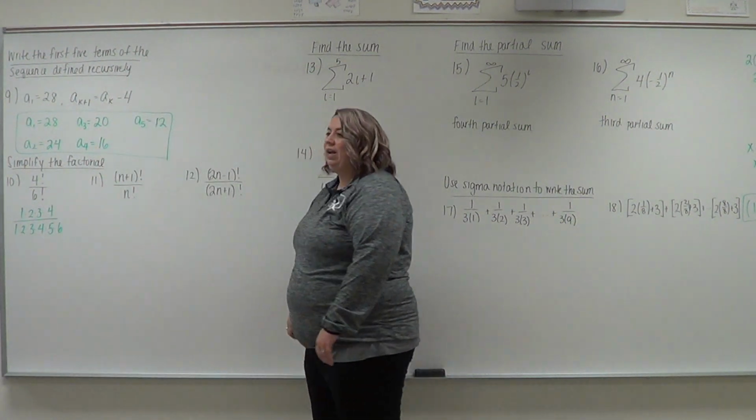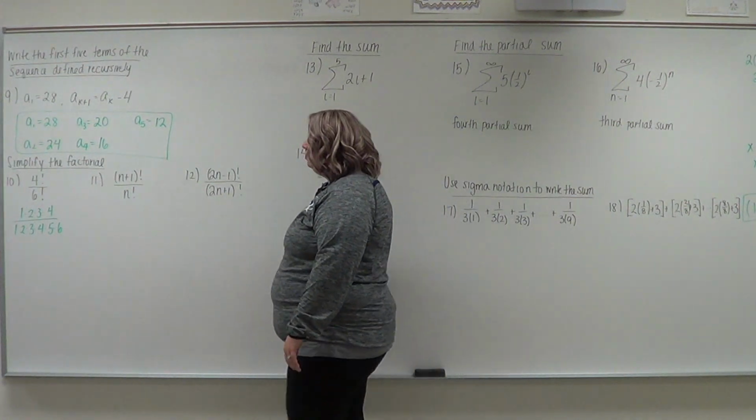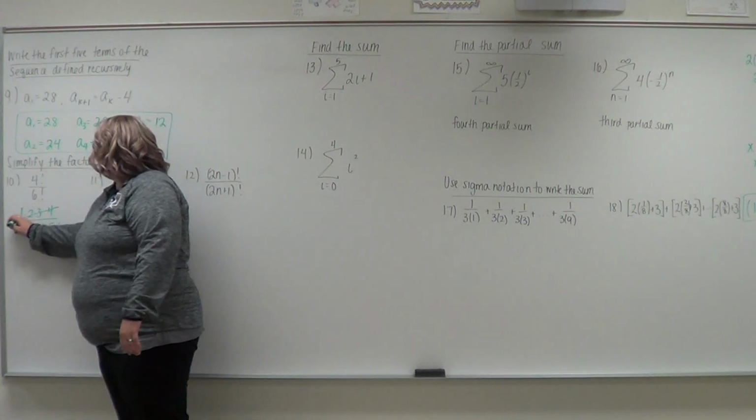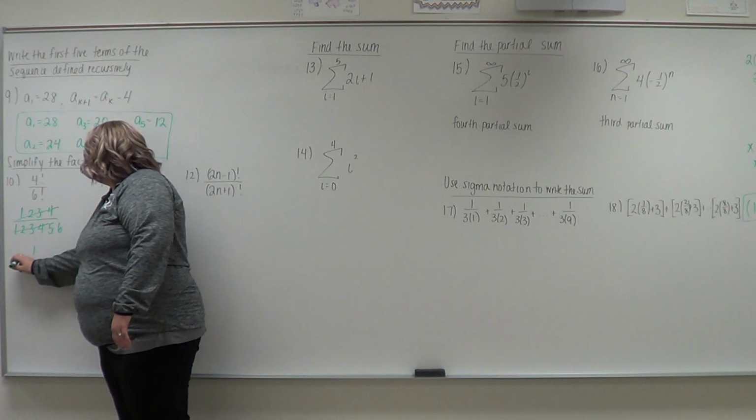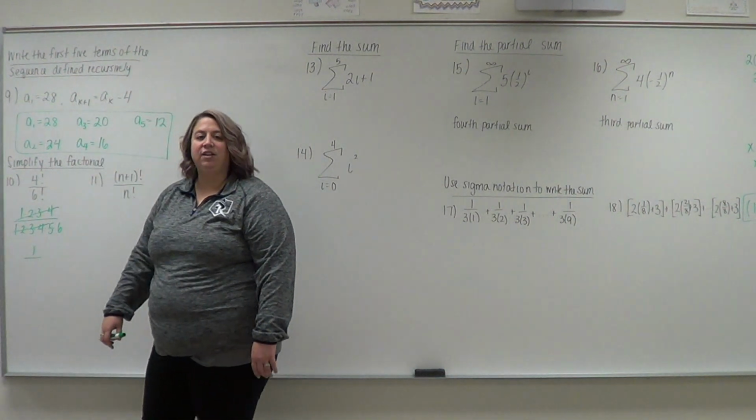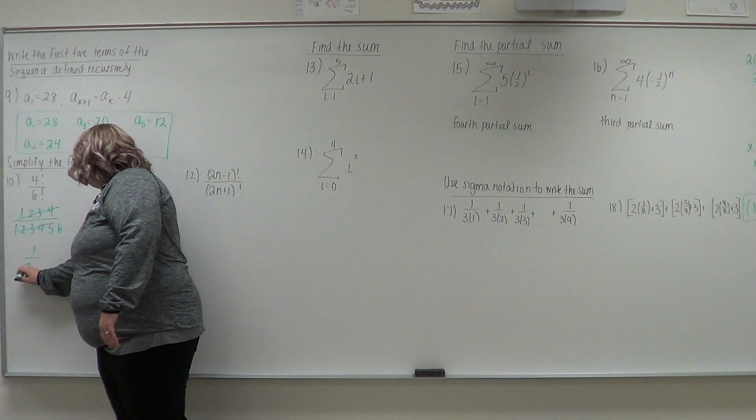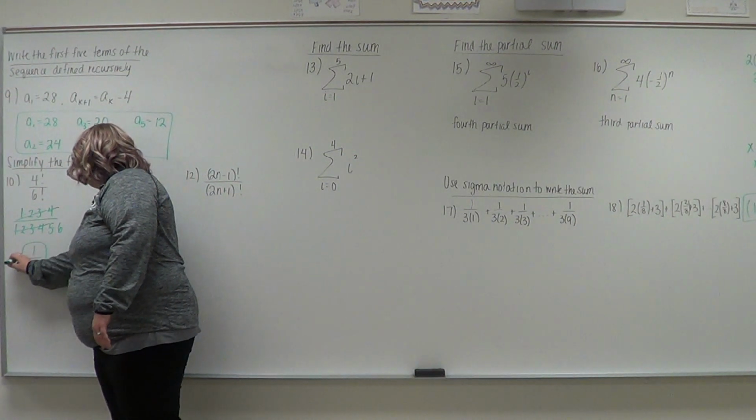Okay, then I like to see what can I cancel. Well, top and bottom both have 1 through 4, so I can cancel those. I'm left with a 1 on top, and then I have 5 times 6 on bottom, so my answer would be 1 over 30.